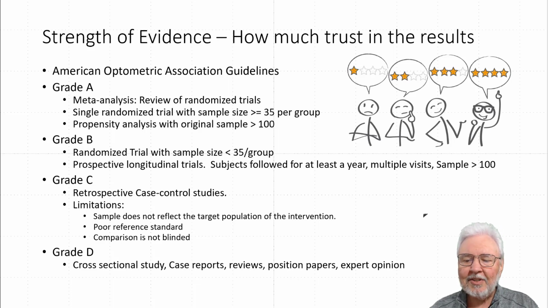Reviews, position papers, expert opinion, those are all, and by reviews I mean non-systematic reviews of studies other than randomized controlled trials. These are all eminence-based issues rather than evidence-based. And so they're useful in giving you some ideas, but we're not going to really trust those results too much.